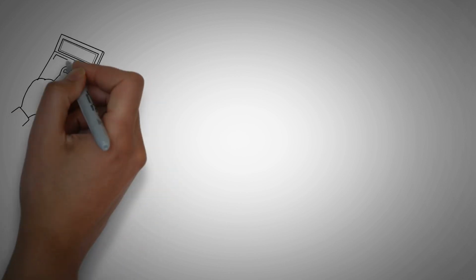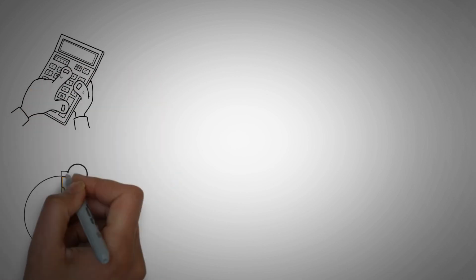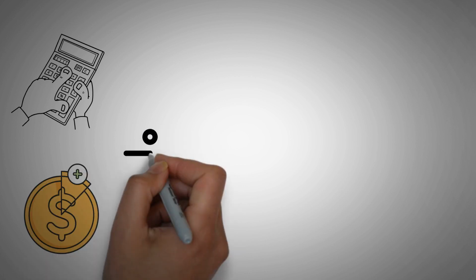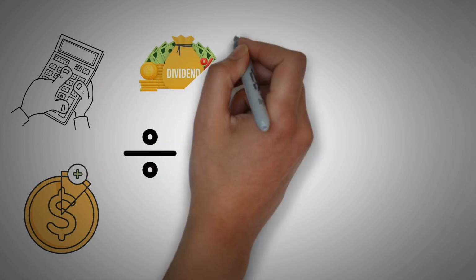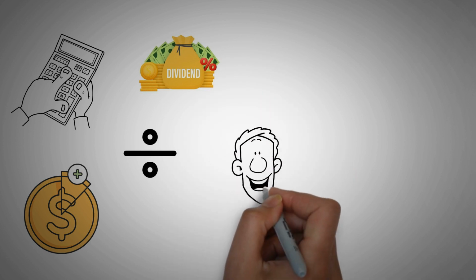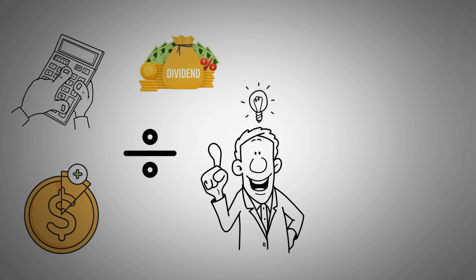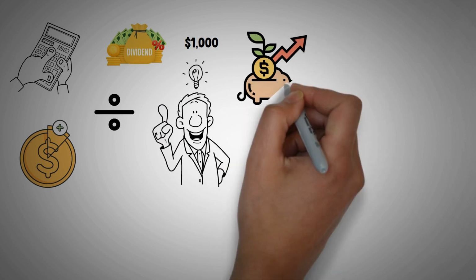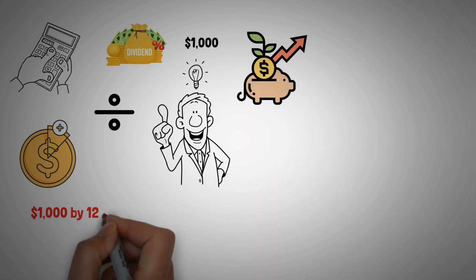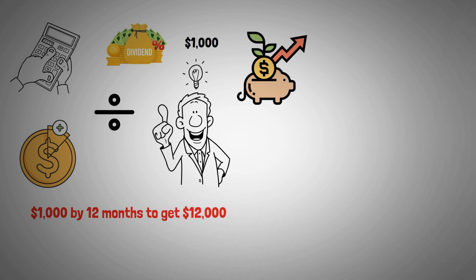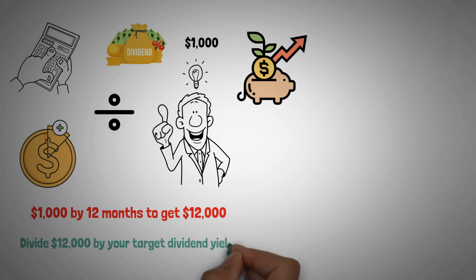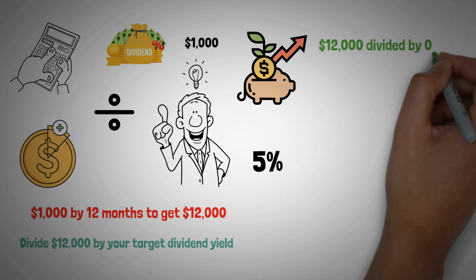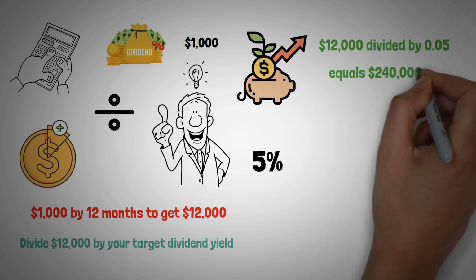To calculate your portfolio's yield, sum up the annual dividends from all your dividend stocks and divide it by the total market value of your dividend income portfolio. Knowing your portfolio's yield helps determine the required investment to earn $1,000 in dividends every month. To calculate the investment needed, multiply $1,000 by 12 months to get $12,000 in annual dividend income. Then divide $12,000 by your target dividend yield, which is 5% in this example. So $12,000 divided by 0.05 equals $240,000.